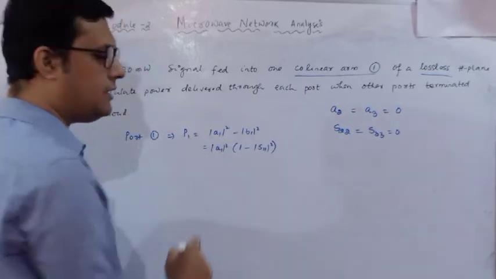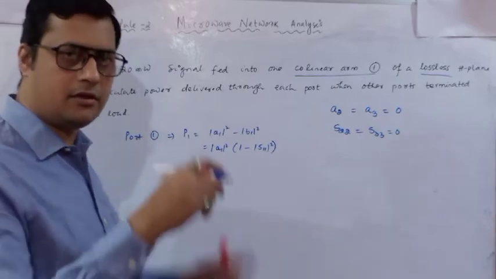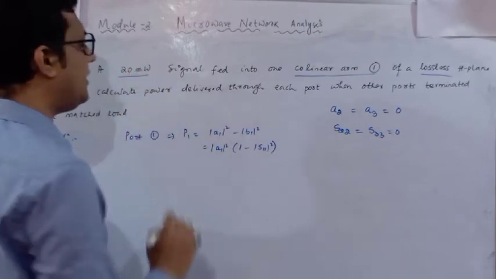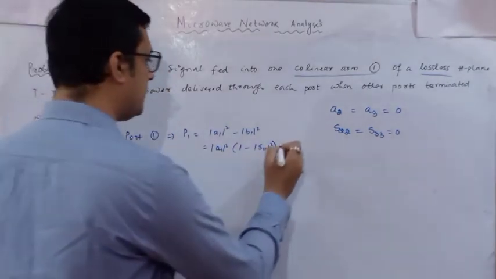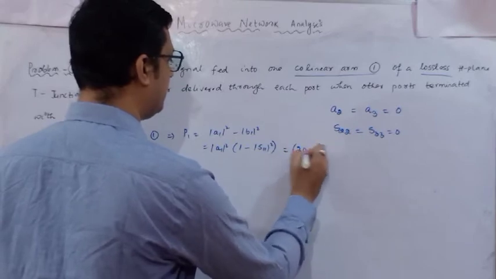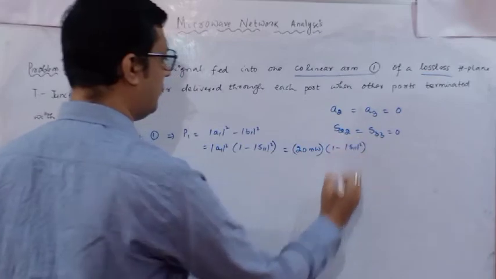Now what is A1 square? A1 square is the incident power that we are going to give to that particular port. So what is that incident power? Incident power is 20 milliwatt. So it is 20 milliwatt times (1 minus mod S11 whole square).